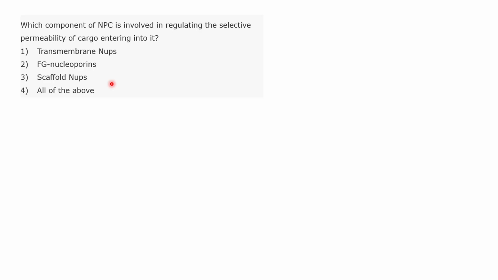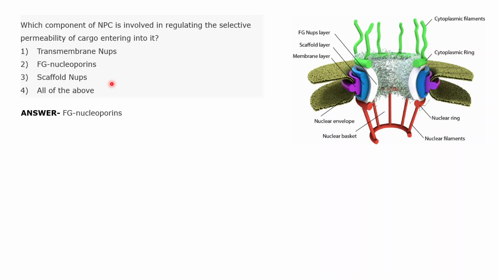Okay, so I think I will just give you the answer. The answer to this question is FG nuclear porins. As we have discussed earlier, the nuclear pore complex consists of several nuclear porins. One is the transmembrane porin that interacts with the nuclear envelope. Next is the scaffold layer, or scaffold nuclear porins, which helps to maintain the overall structure of the nuclear pore. And another one is the FG nuclear porins.